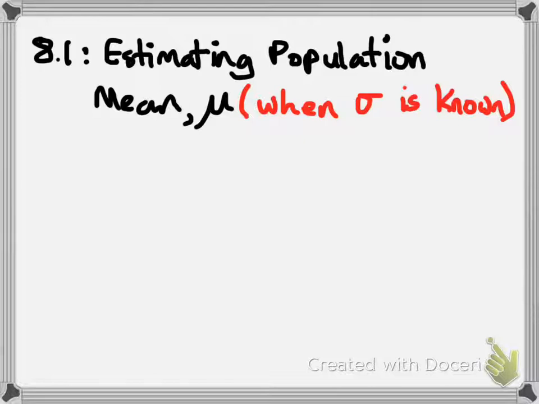Now, in reality, in practice, it's rare to know sigma. That means you have a lot of information about the population. So usually that's not what happens, but we're going to talk about it here. And the scenario that usually happens, which is the one where you don't know sigma, we're going to talk about that in the next video. But in this video, we're going to estimate the population mean when we know sigma, which is the population standard deviation.